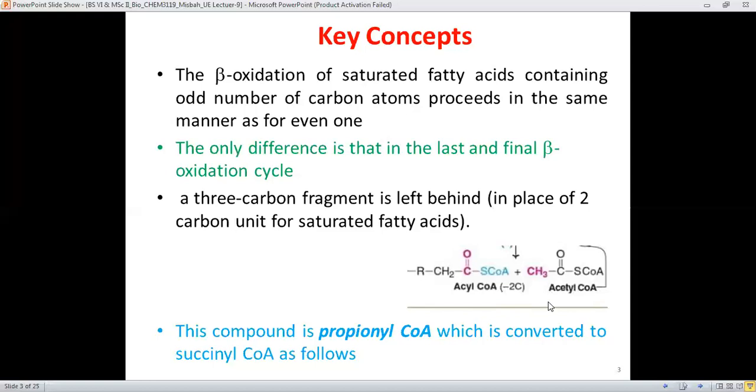But instead of 2 carbon containing acetyl CoA, there is formation of a 3 carbon containing fragment, which is left behind in the case of beta oxidation of odd number fatty acids. This compound is called propionyl CoA, which is converted into succinyl CoA, and succinyl CoA can also enter the citric acid cycle at some stage.